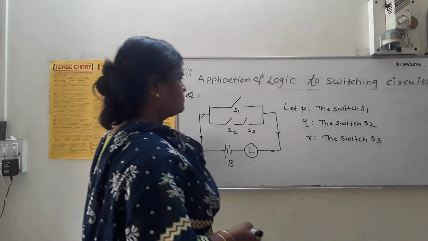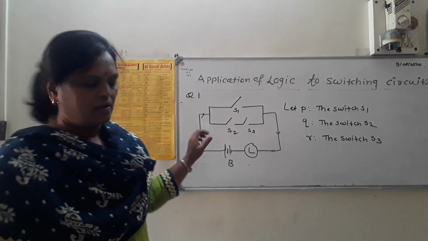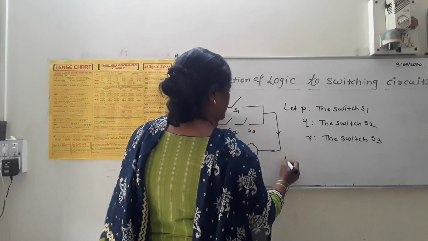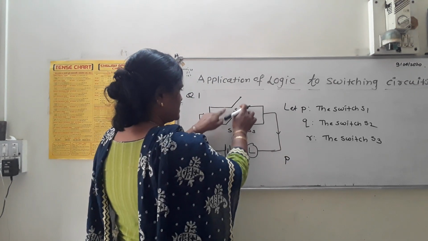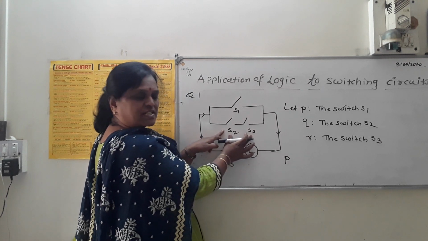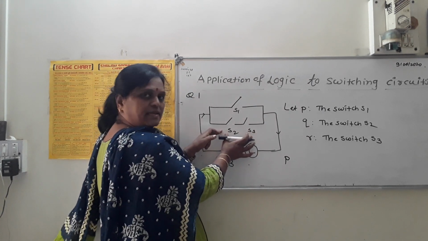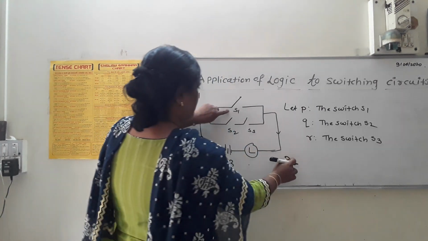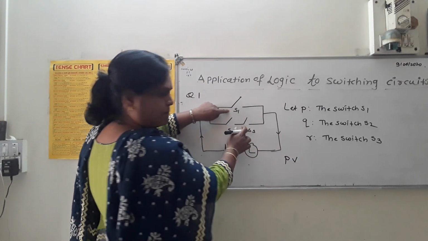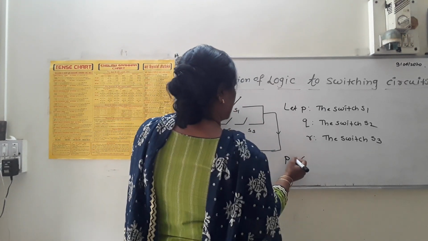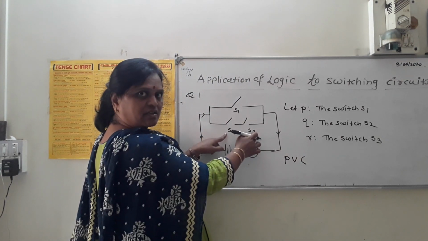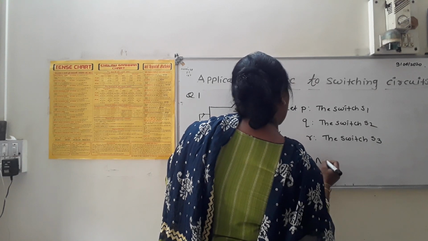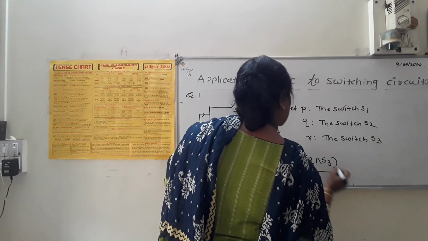Okay, now this circuit can be expressed as follows. Here S1 is P. Again this S1 is parallel to these two switches S2 and S3, but these are in series, and this S1 is parallel to both of these. So you can write P OR, meaning parallel OR, and in brackets S2 and S3, which are in series, so Q and R. This is the symbolic form.